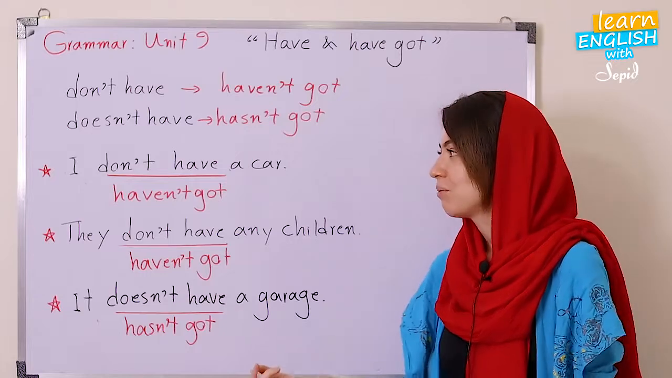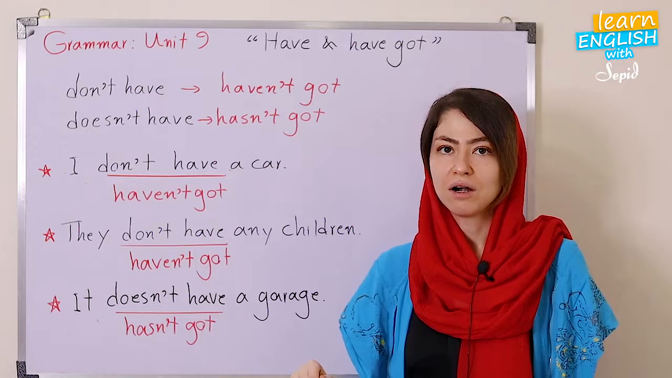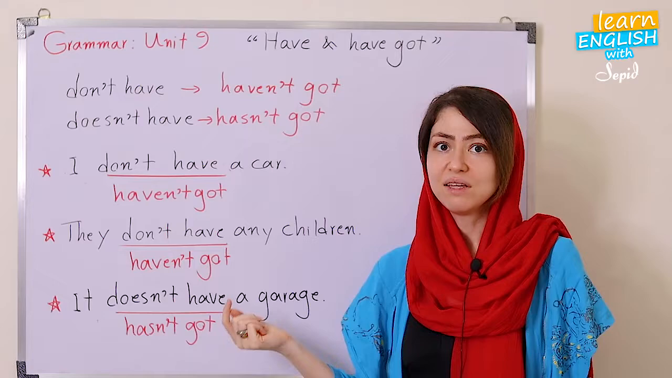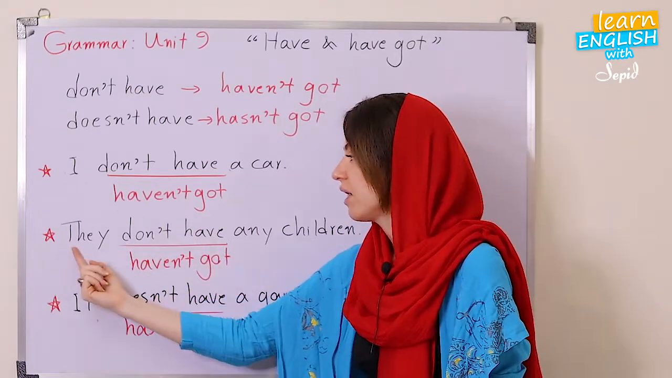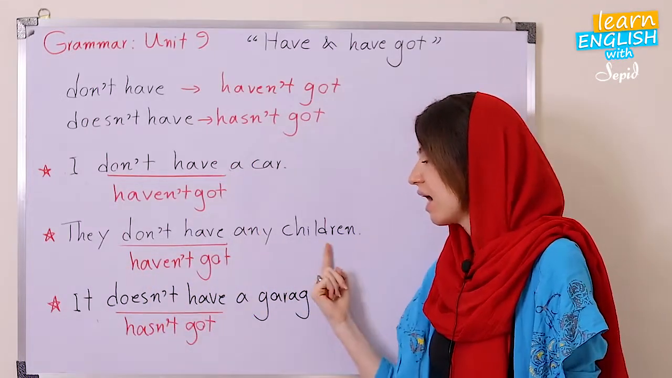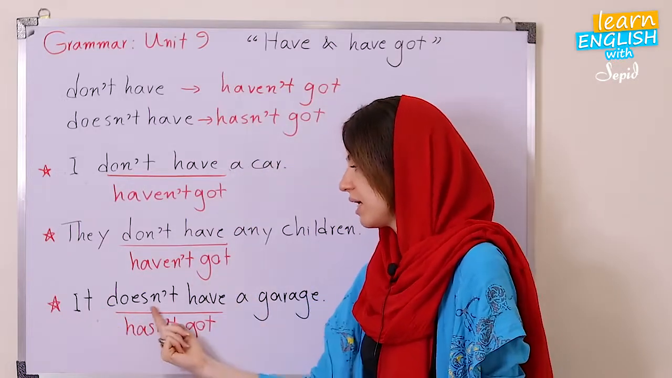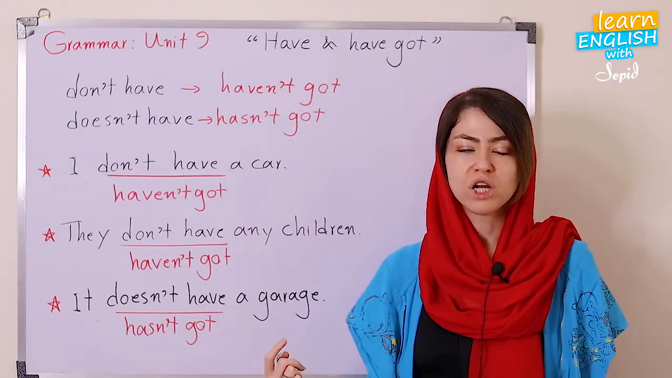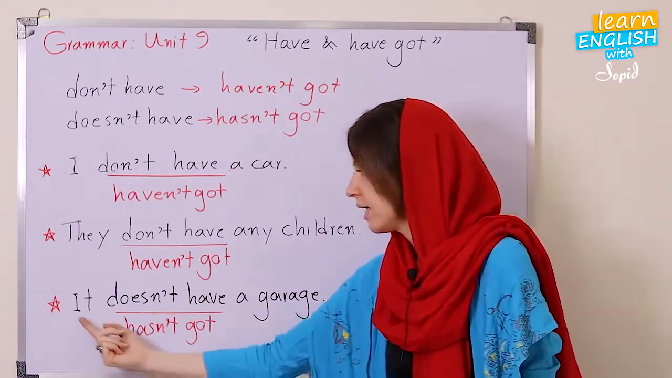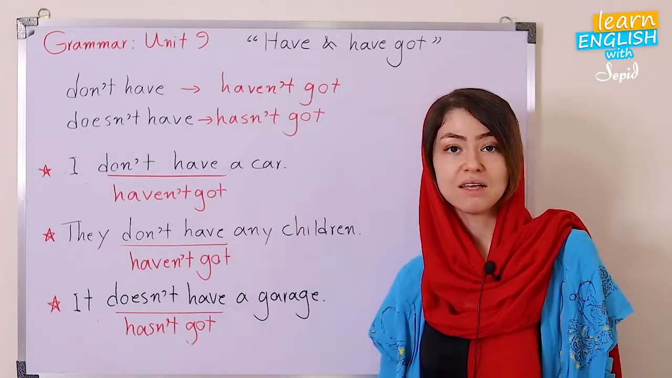So let's go to the examples. I don't have a car. Or we can say, I haven't got a car. So they don't have any children. Or they haven't got any children. These are the same. So let's go. It doesn't have a garage. We are talking about a house. It doesn't have a garage, or it hasn't got a garage. So these were the negative forms.